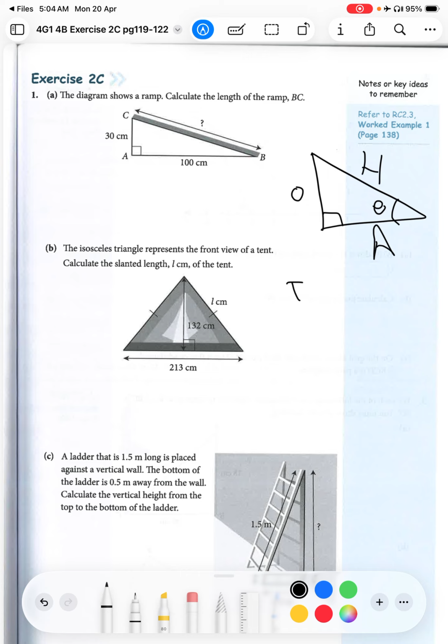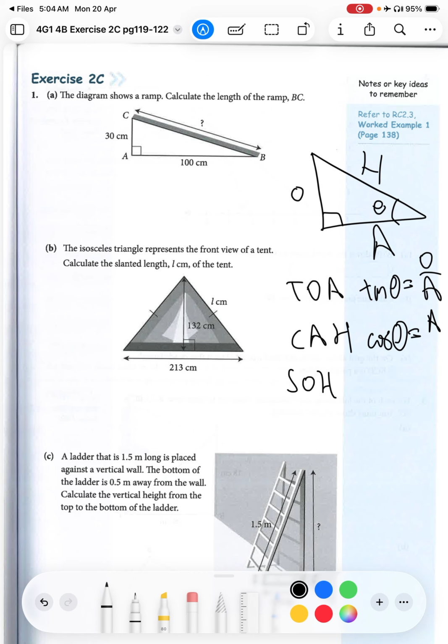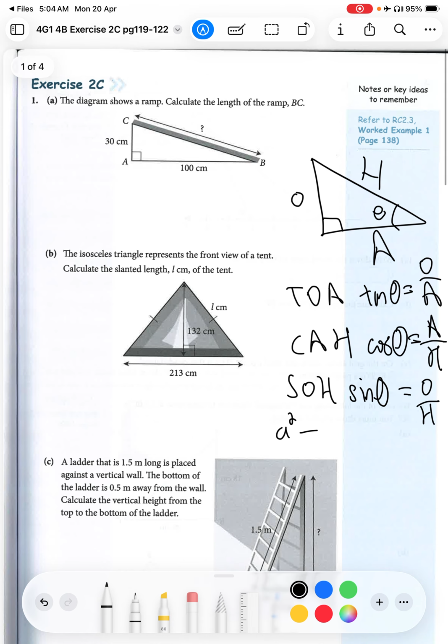Tangent theta is O over A. Cosine theta is A over H. Sine theta is O over H. And Pythagoras theorem: A squared plus B squared is C squared. A is here, B is here, C is here. This is all you need to solve this question.